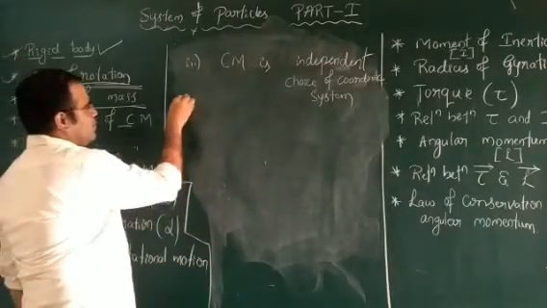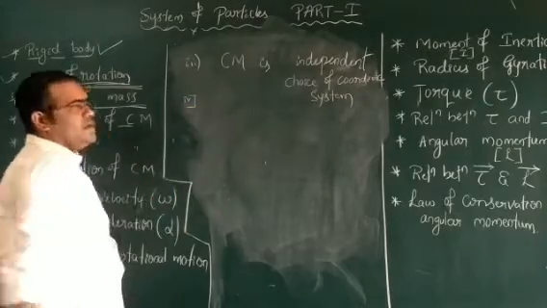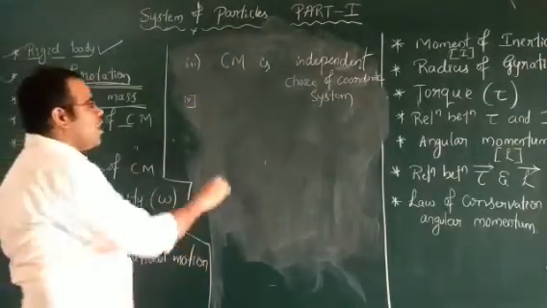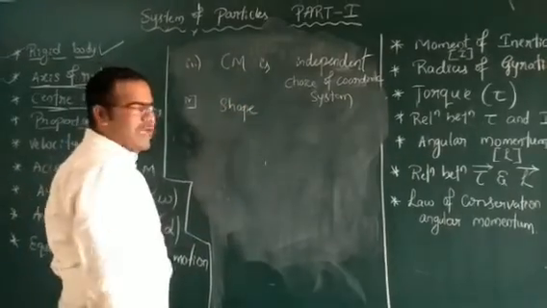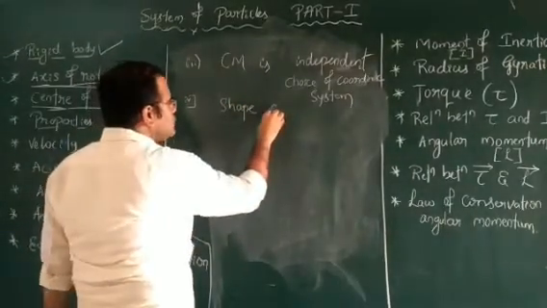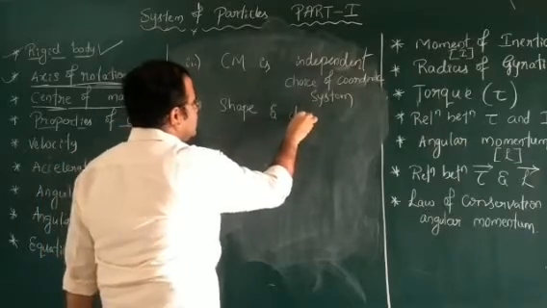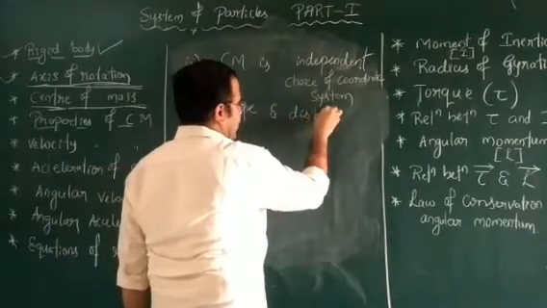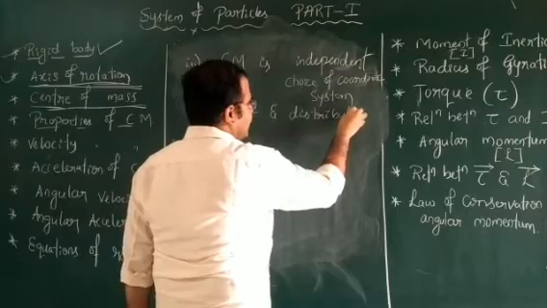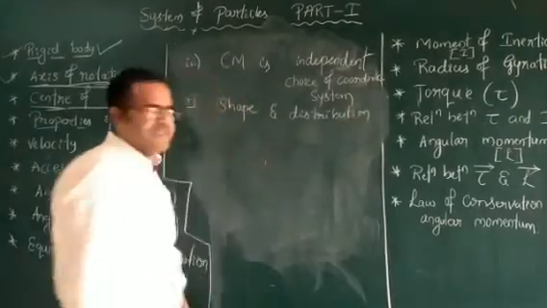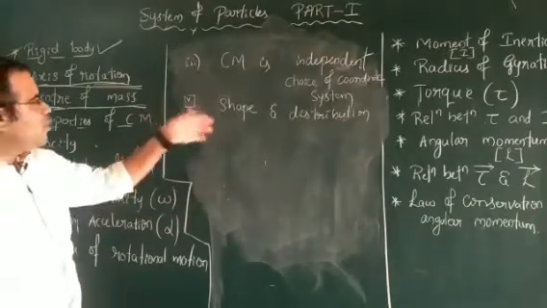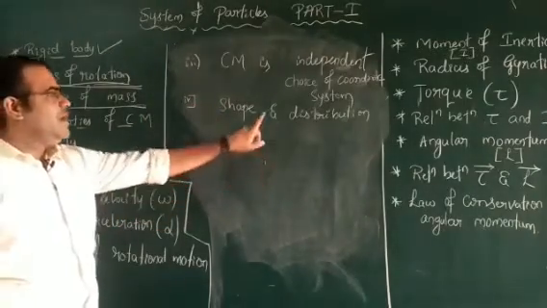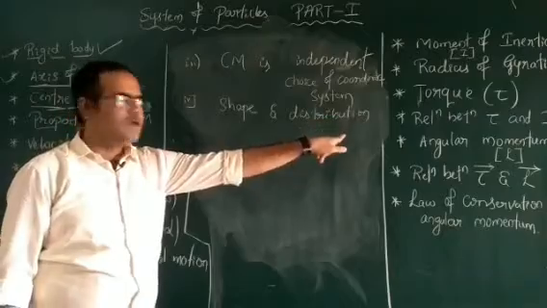Next, the fourth property. When we observe here, this depends on the shape of the body, and also on the distribution of mass. So it is very important here. The center of mass always depends, first, on the shape of the body, and along with that, the distribution of the masses.